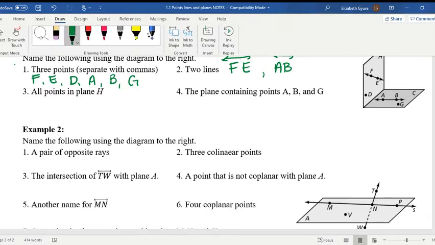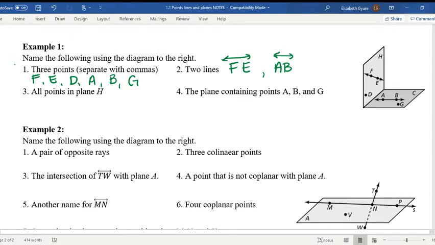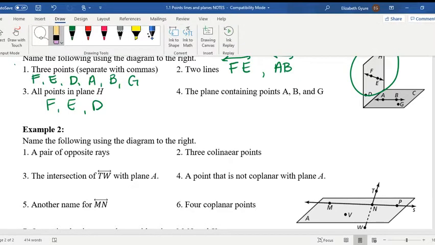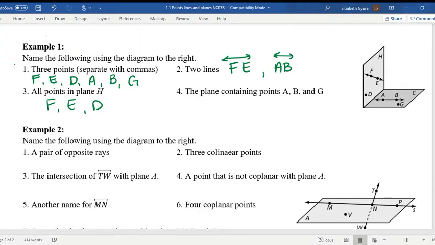So then for number 3, it says to name all points in plane H. Plane H is this vertical plane here. There are 3 points in it. That would be points F, E, and D. The other points that are in this picture aren't necessarily in that plane. It doesn't encompass them. And then it says to name the plane containing points A, B, and G.